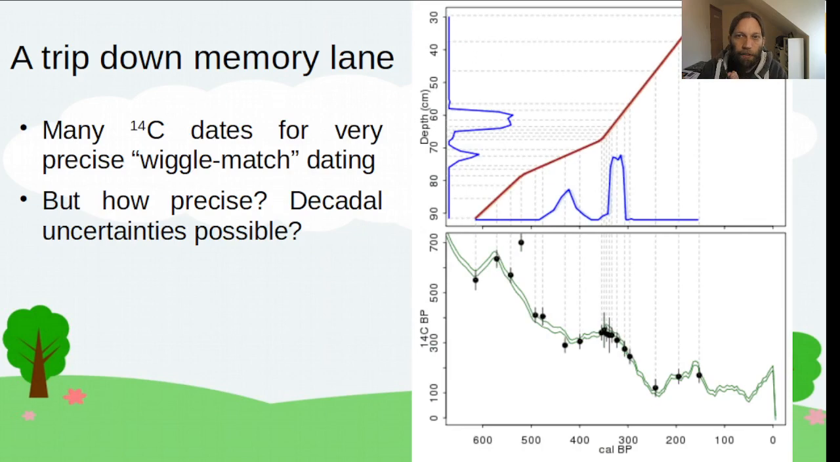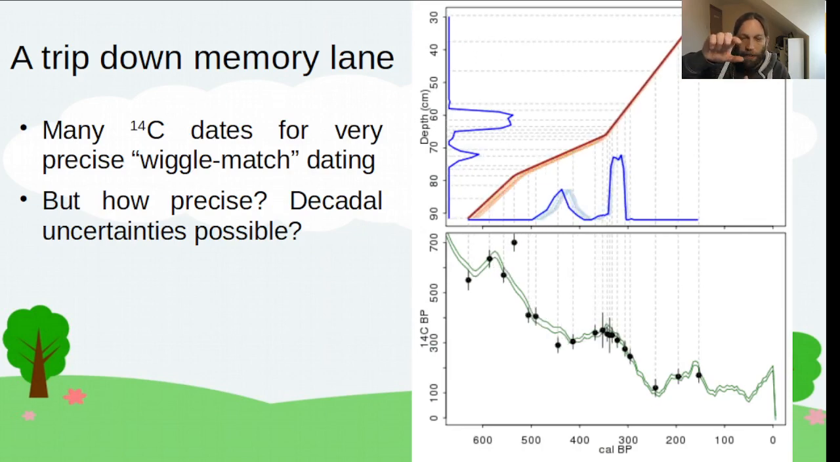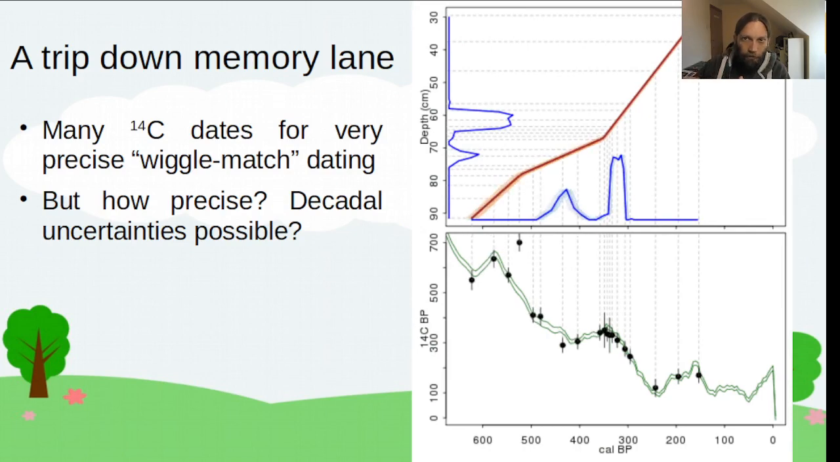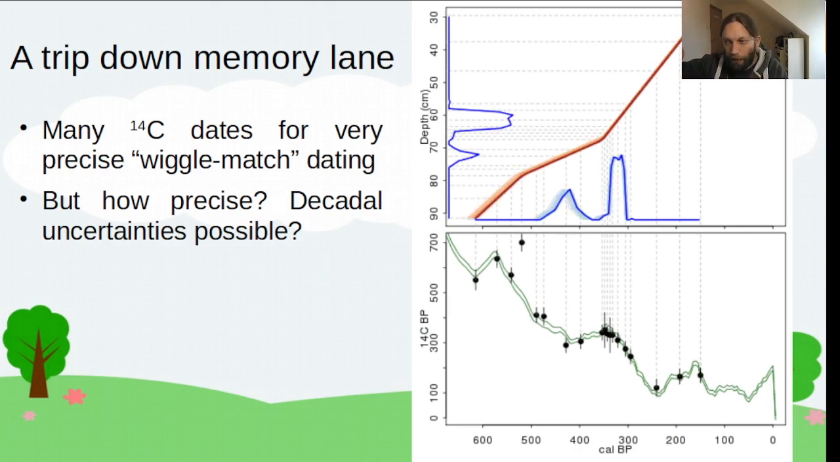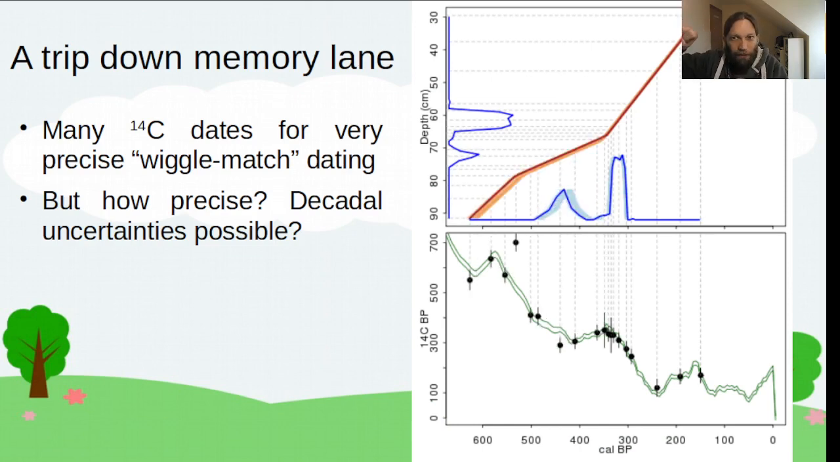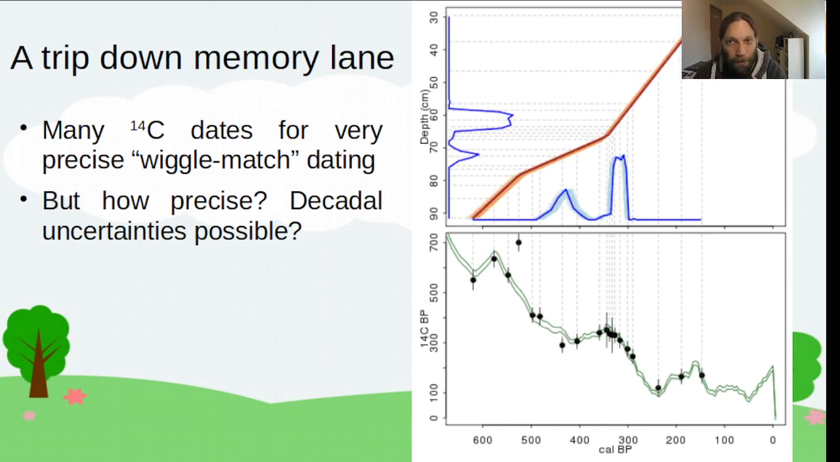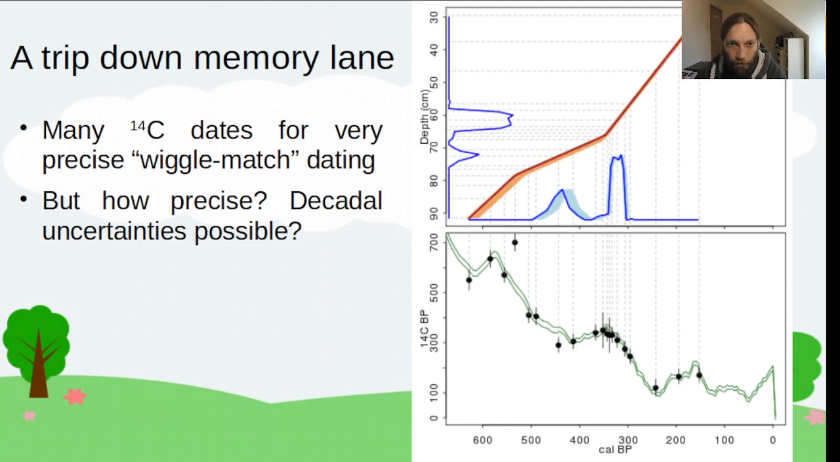To do so, we needed wiggle match dating, where you date many closely spaced samples for radiocarbon dates, and then you place them on the calendar scale by moving your age model around such that you get a nice fit of your radiocarbon dates onto the calibration curve. And that's quite expensive, and you also have to make quite a few assumptions about how your site has been accumulating.